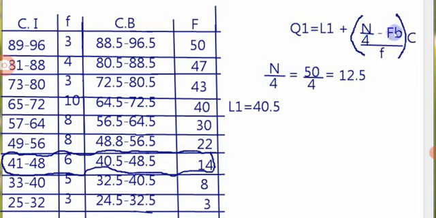And this FB is the cumulative frequency before the group class, before the quartile group. And this is 8. So the cumulative frequency before the quartile group is 8. So our FB is equal to 8.